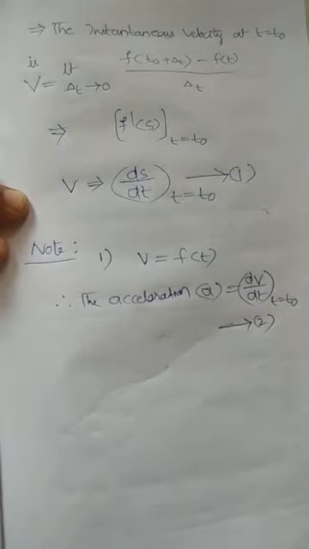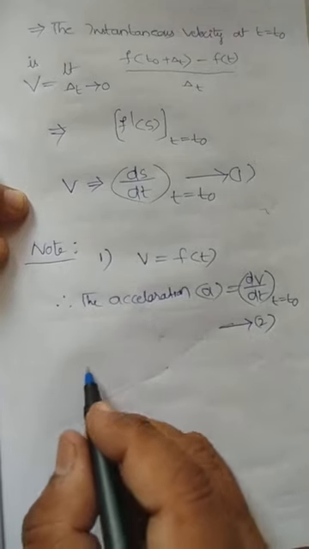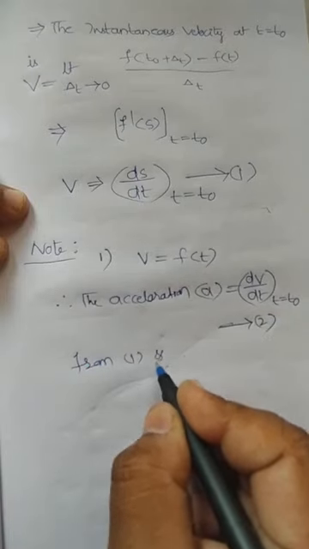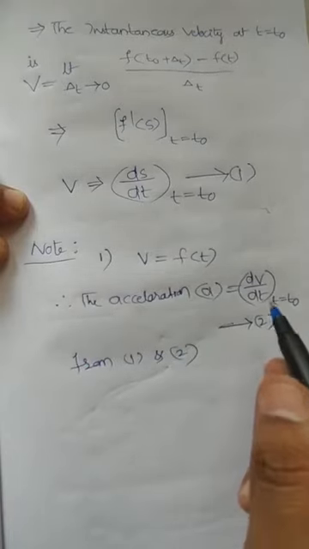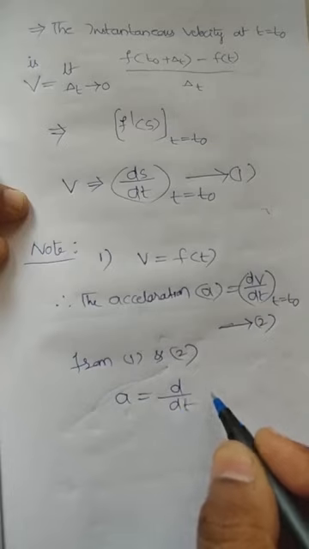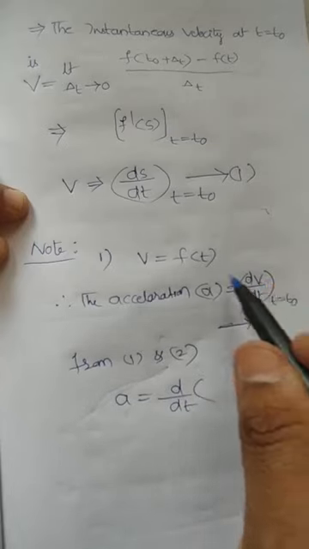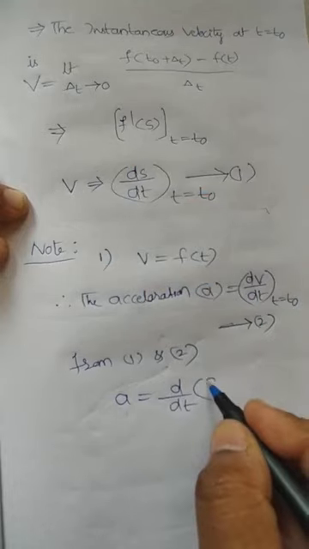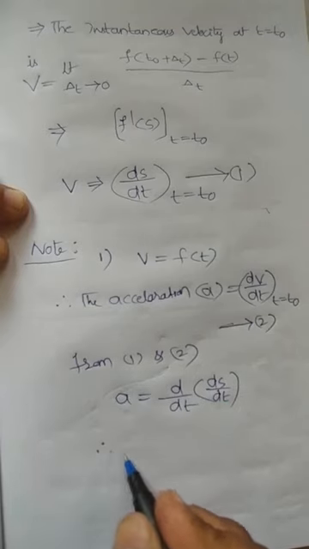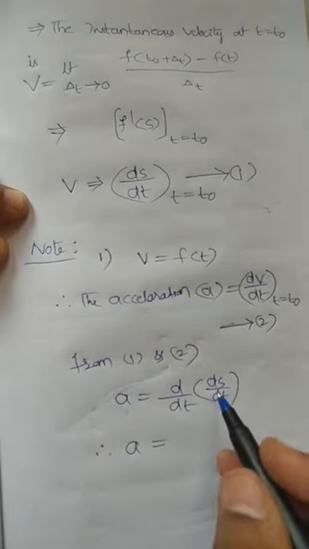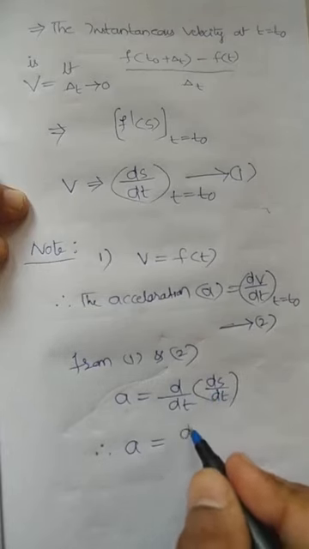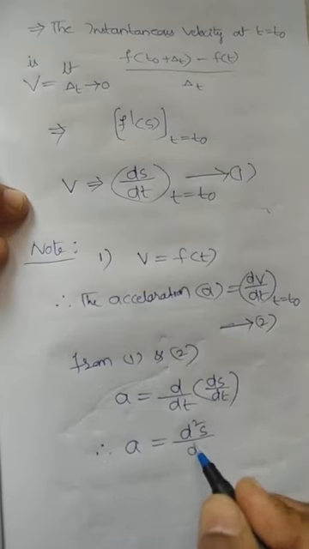Are you following? So from 1 and 2, acceleration a is equal to d by dt. In place of v I can substitute ds by dt. So therefore acceleration a is equal to two times differentiation, that is d square s by dt square.